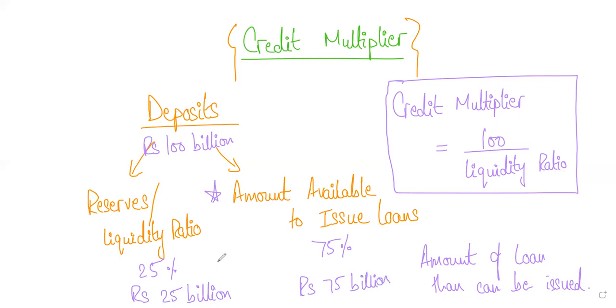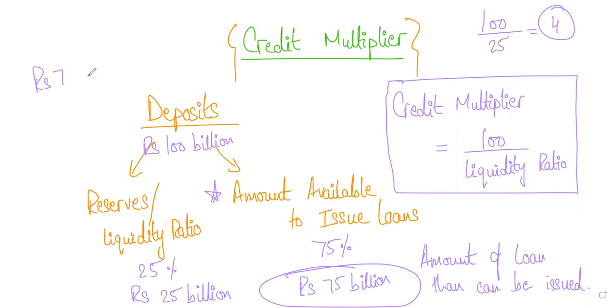Now, when I substitute 100 divided by 25, which is the liquidity ratio, it gives me a value of 4. Now, I can issue 4 times the amount that is available to issue loans. So 75 times 4 gives you 300 billion rupees, which the banks can issue in loans.